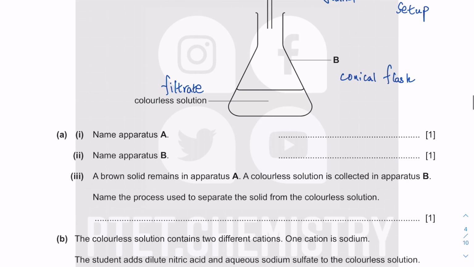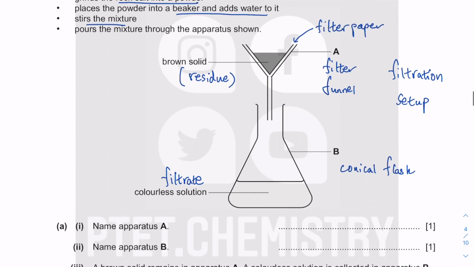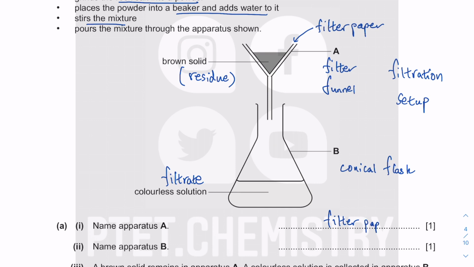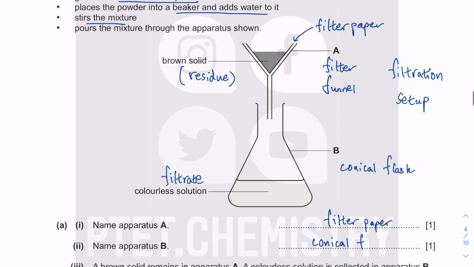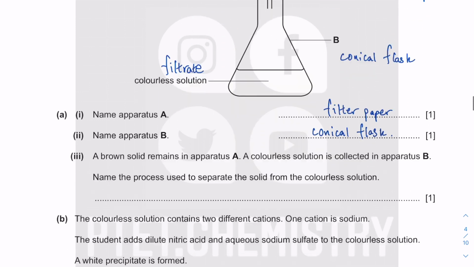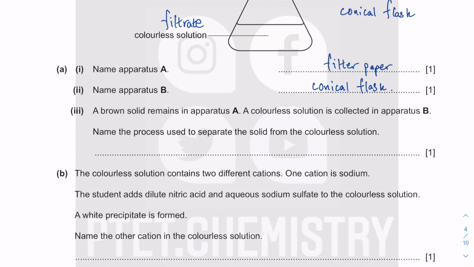Alright, so name apparatus A. Apparatus A is the filter funnel. So I have just gone through all the apparatus setup instead of just going through the question. Of course, in a real exam, you probably have one look at the question and just jump straight to the question. But I'm not just doing the question for the sake of it. We're actually interested in learning about the whole apparatus setup because it is a whole part of a story, rather than just talking about a little bit here and there.